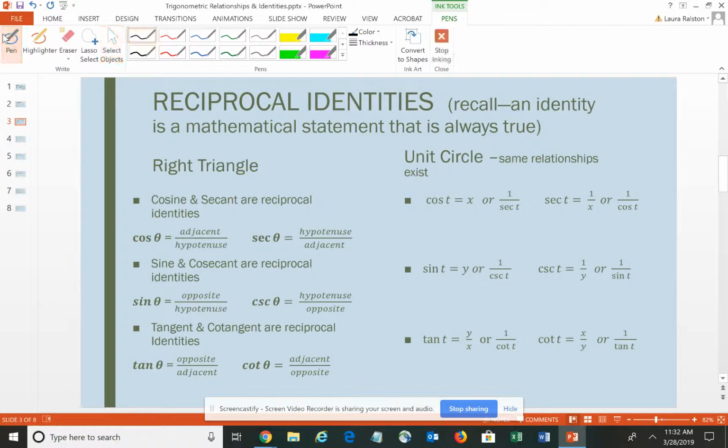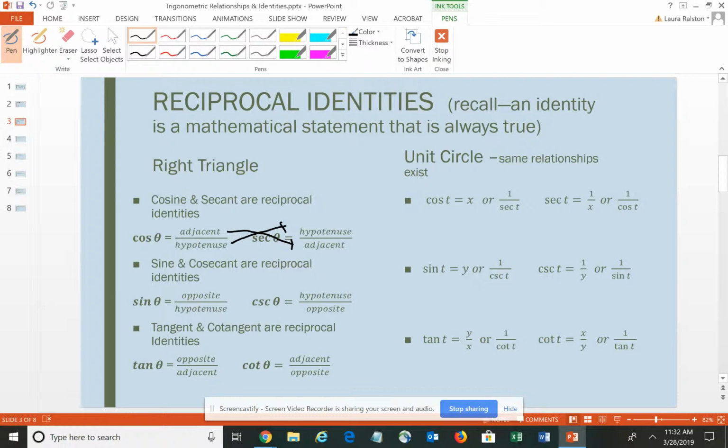We looked at this in terms of the right triangle, and I even pointed out in the previous video that cosine and secant are reciprocal identities, because if you look at their relationship, the cosine of an angle is adjacent over hypotenuse. But then when you look at the secant, the hypotenuse goes to the numerator and the adjacent goes to the denominator. So basically you've flipped it over. That's the idea of a reciprocal, like the flip. And so then you also have sine and cosecant, and tangent and cotangent are reciprocals of each other.